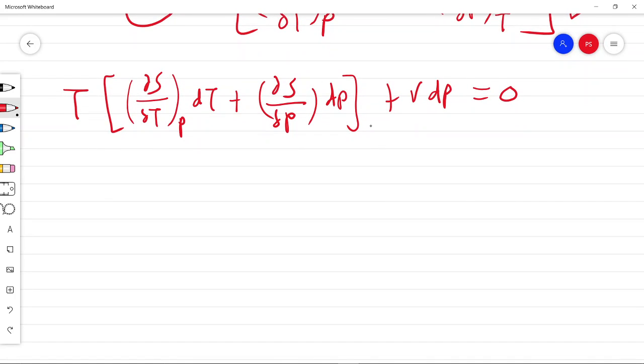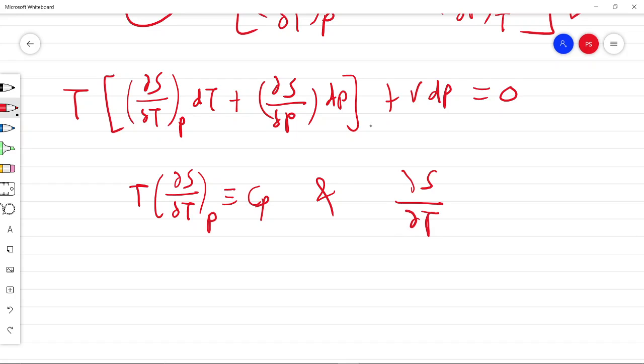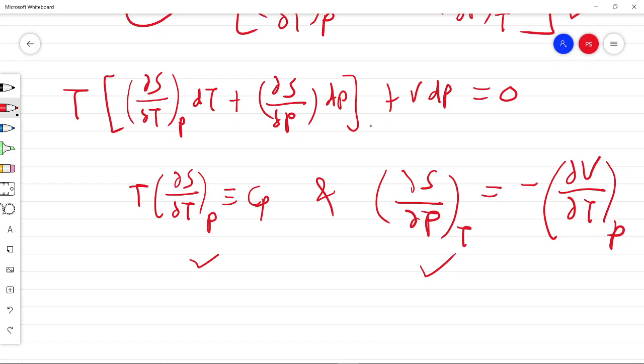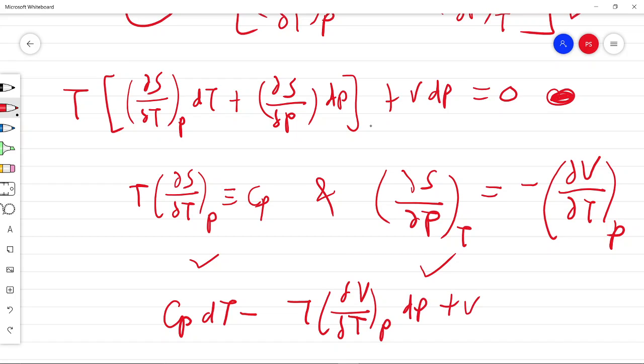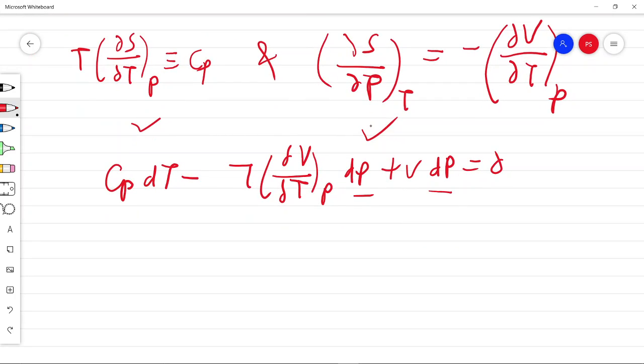Now by definition, we have T into dou S by dou T at constant pressure as Cp, the specific heat at constant pressure. And we have Maxwell's relation, dou S by dou P at constant T equal to minus dou V by dou T at constant P. So if we use these here, we get Cp dT minus T dou V by dou T at constant P plus VdP is equal to 0. Now if we rearrange this, so this dP can be taken common.